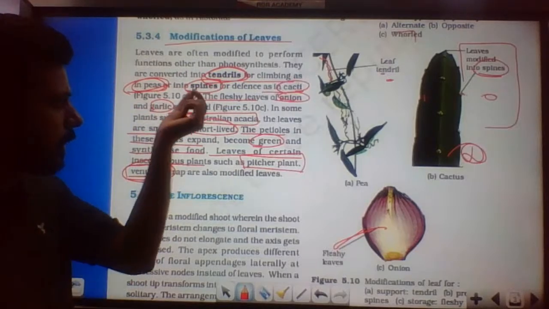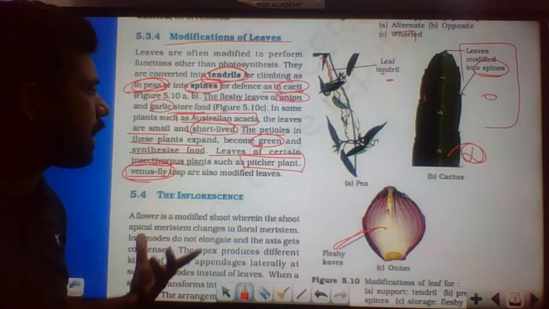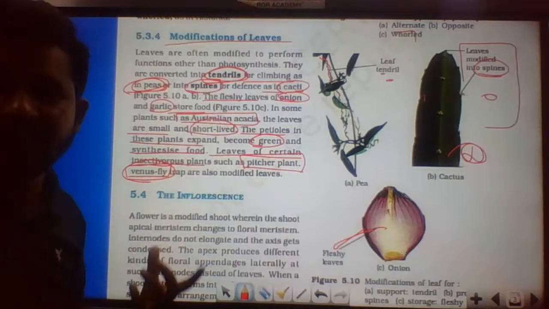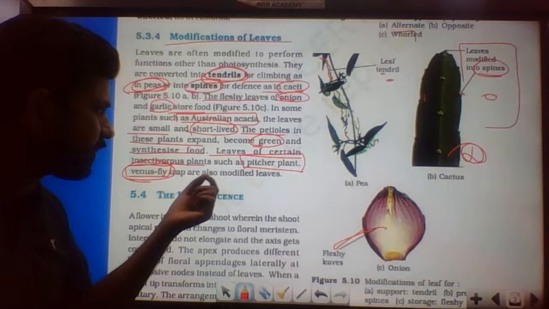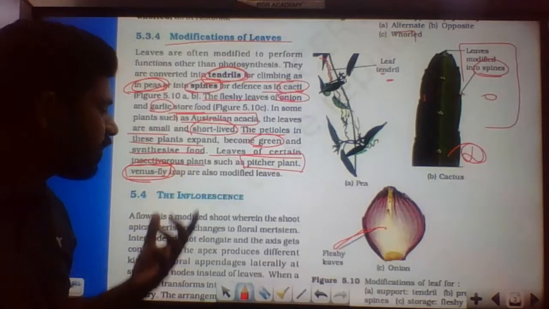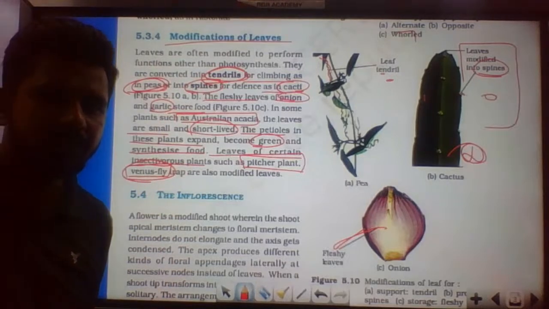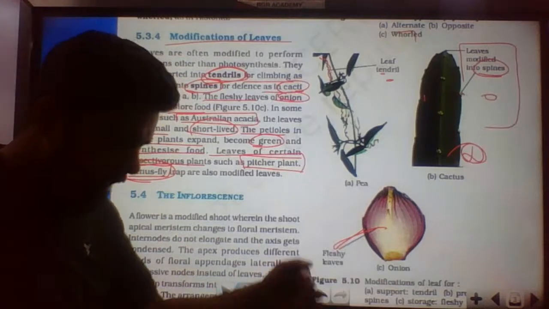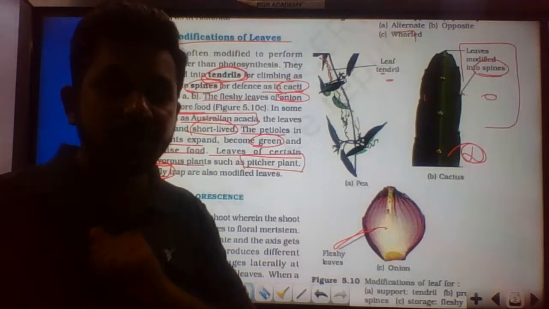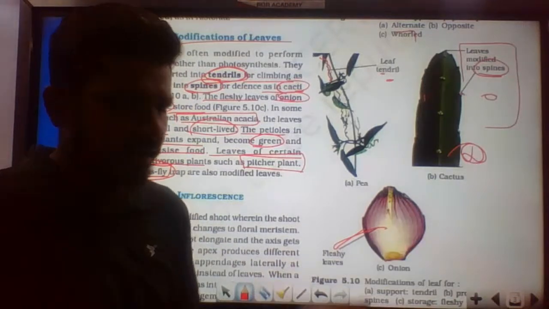spines, tendrils of trees and spines of cacti, the food stored leaves of onion and garlic, the photosynthetic petiole in Australian acacia, and the last one is insectivorous plants like pitcher plants and Venus flytrap. So these are all the examples which come under modification of leaves. We can expect example related questions, because last year there was a question based on the stem. So this year we may get a question from leaf also, even stem also.